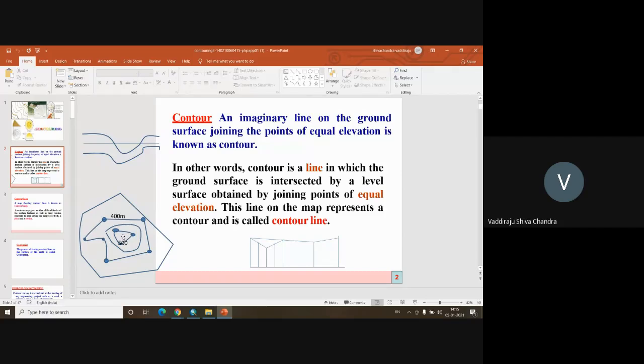Why is this contouring required? I hope I already covered this in the leveling part. Why contour values or elevation values are required, especially for civil engineers. And don't get confused between the elevation of a contour or of a point on the ground surface and the elevation of your buildings. That elevation and this elevation are different.